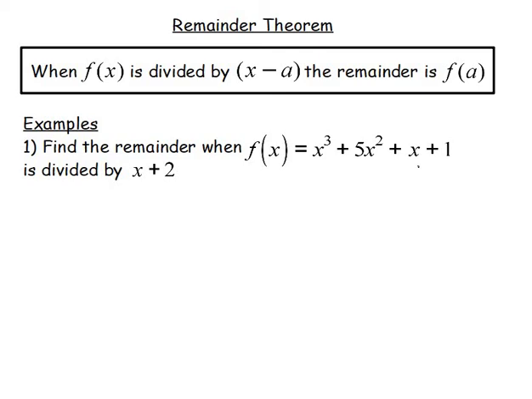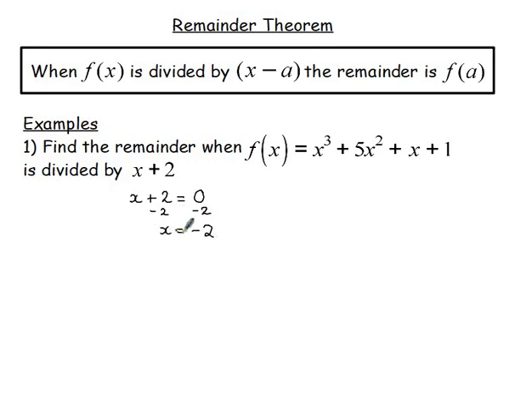So number 1, find the remainder when f of x equals x cubed plus 5x squared plus x plus 1 is divided by x plus 2. So this is what you're dividing by here. But we actually want a number that we can substitute into this to get our remainder. So the first thing you want to do is the thing you are dividing by, put it equal to 0 and get an answer for x. So just like when we're doing it in GCSE, always equal to 0 and rearrange. So we're going to subtract 2 from both sides, so we get x equals minus 2.